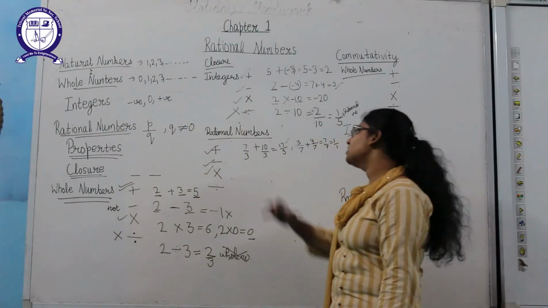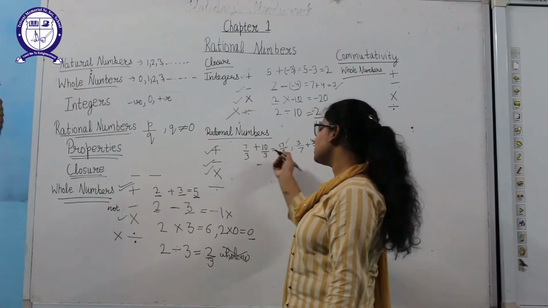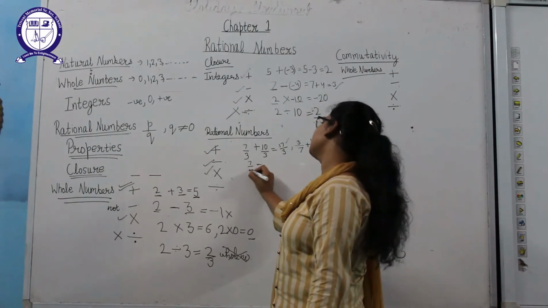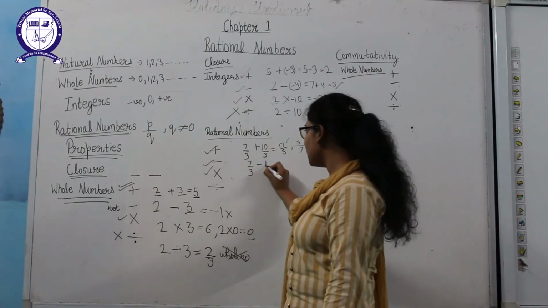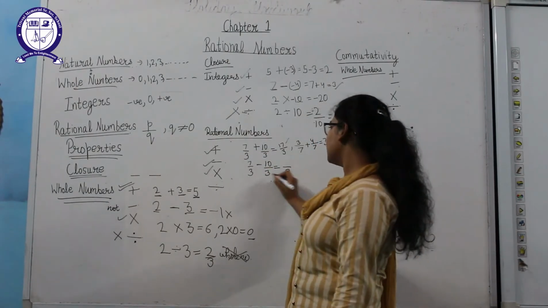Now we will talk about subtraction. We have to subtract any of the 2 rational numbers, because we are taking the same rational numbers, 7 by 3 and 10 by 3. What will we get? 3 as a denominator.